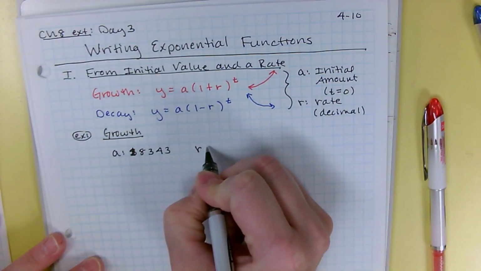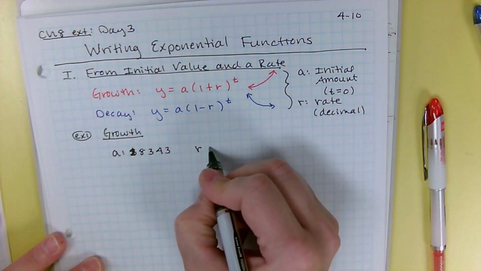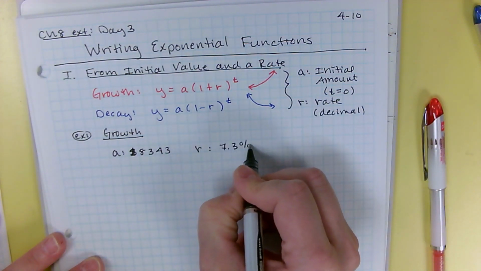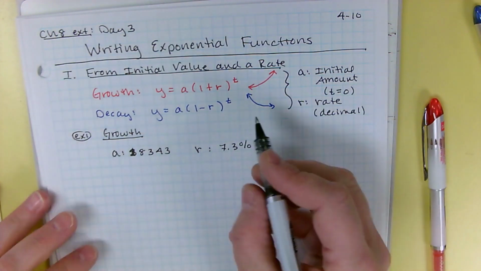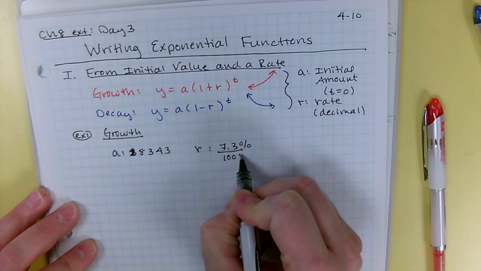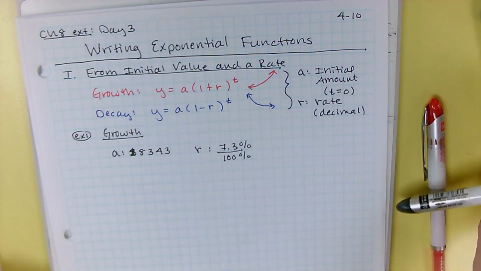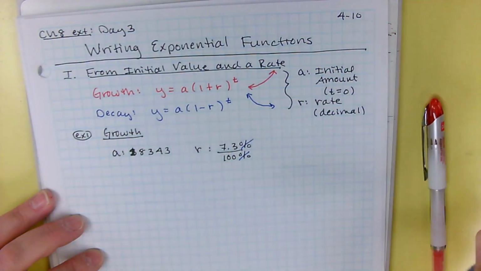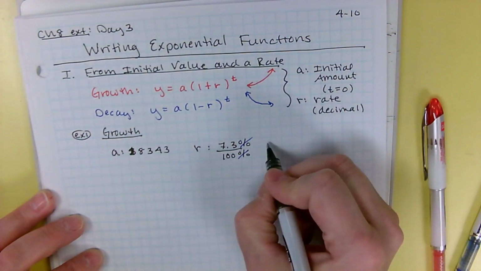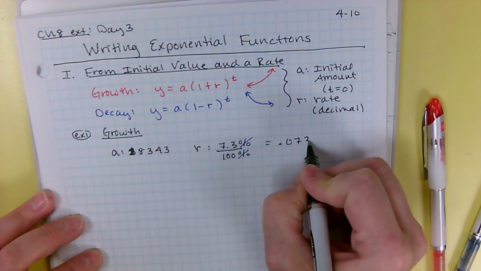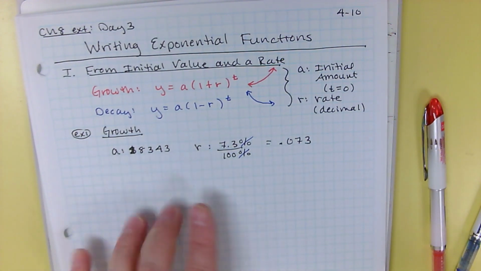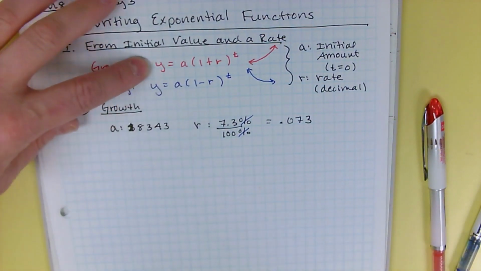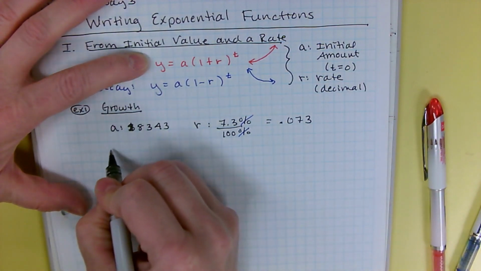Your percentage rate r is 7.3%, but we don't put the percent into the equation, we use its decimal form. To get its decimal form, you divide by 100%. The percents cancel, and it ends up being 0.073 is your rate. Once you have the rate in decimal form and the initial amount, put them into the growth equation.